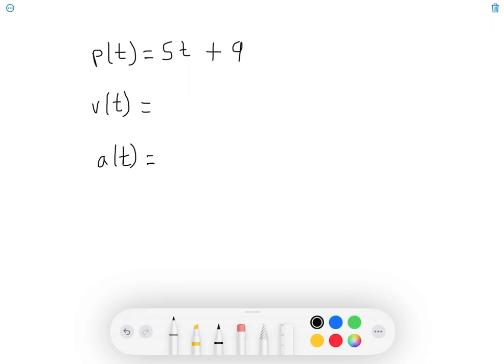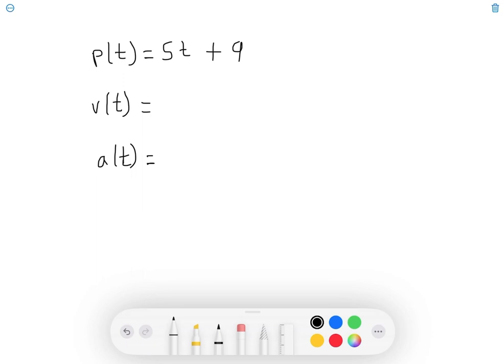Now we also need to find an equation for v of t, or the velocity of this object, based on its position for time. Now velocity is the derivative of position, and this is because velocity is defined as the change in position, or displacement, divided by change in time.